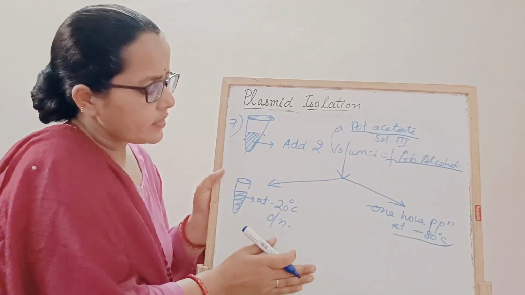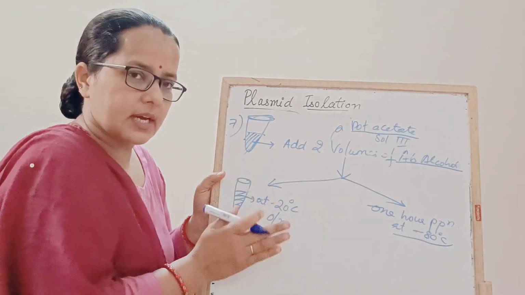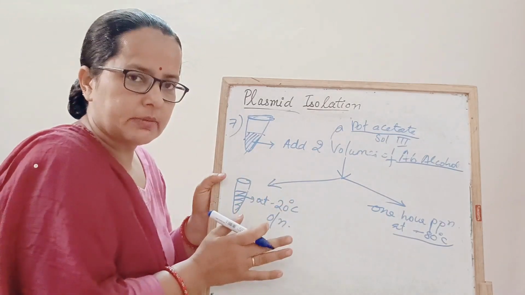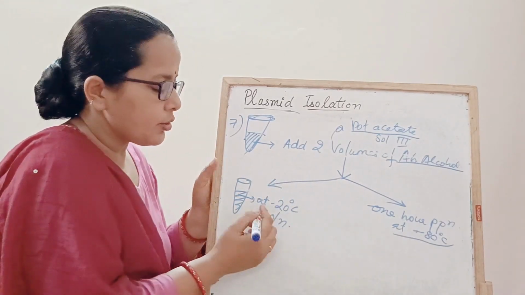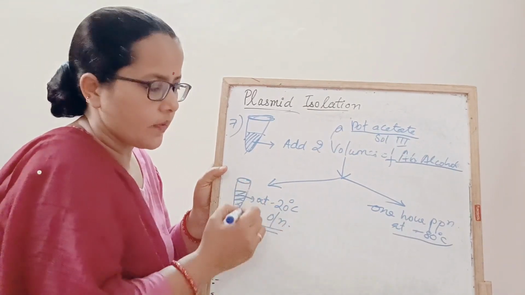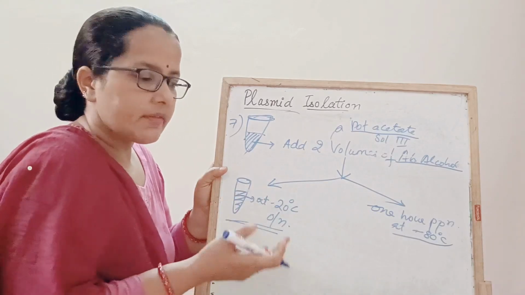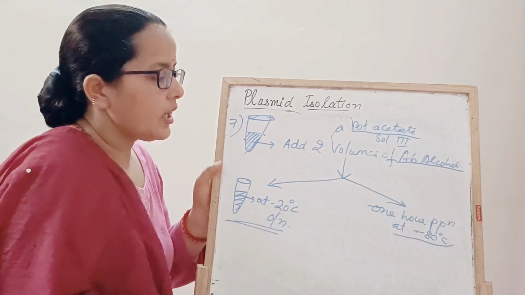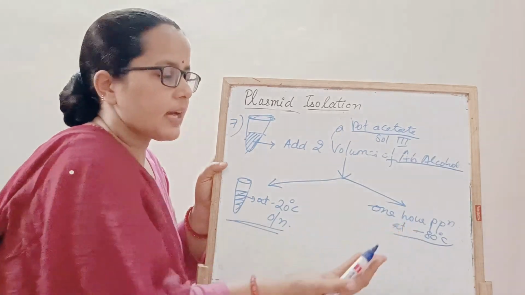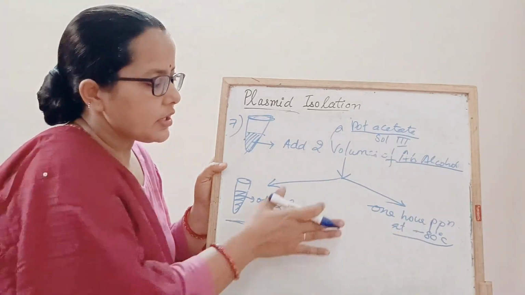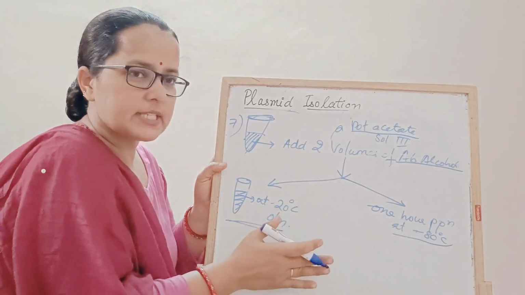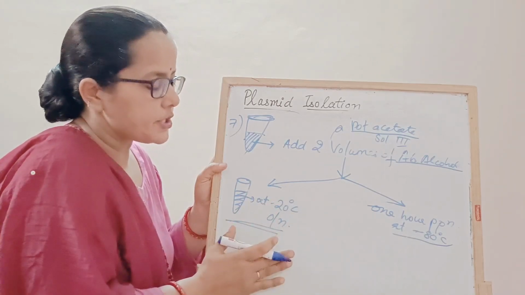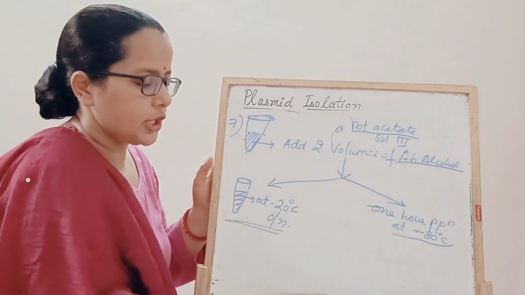So if you have time to isolate your plasmid, meaning there is no hurry, then you can go with the -20 overnight. Or if you don't have any -80 degree storage, then you can go with -20 also. Otherwise, you can prefer -80 for 1 hour. If you give sufficient time for the precipitation, then it will precipitate your plasmid DNA molecules.